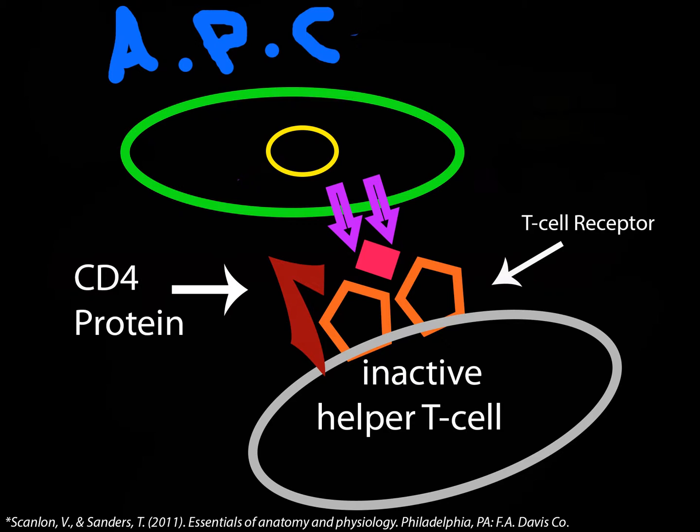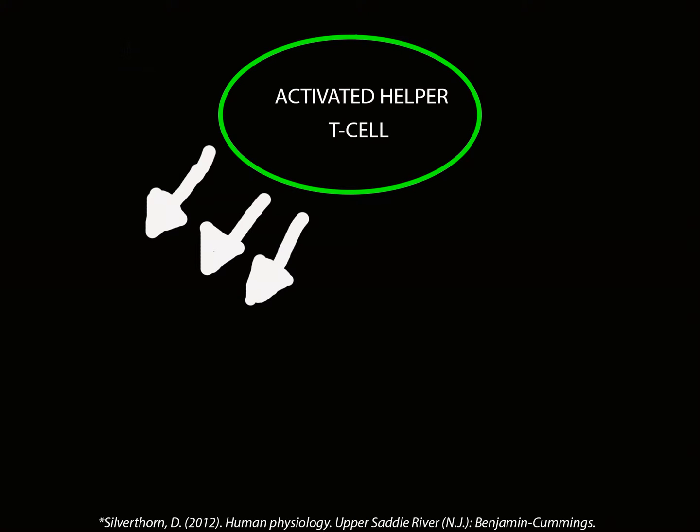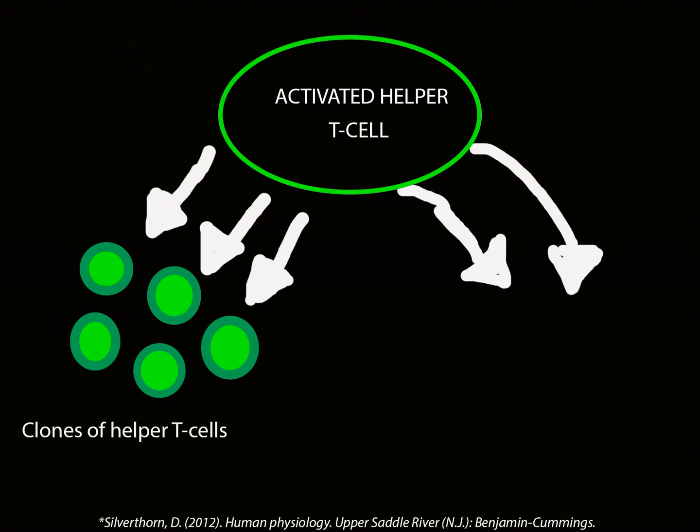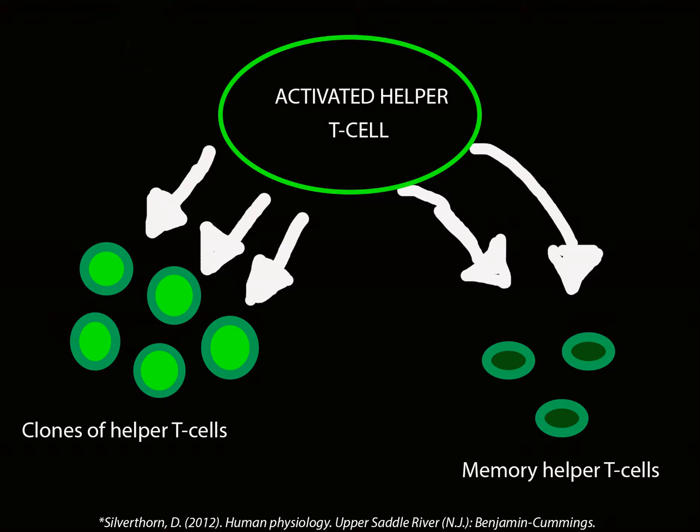Once this T cell is activated, it undergoes the most important process of clonal selection. First, it will proliferate and divide several times. Then it will differentiate and form highly specialized cells. Most will become effector cells, or clones of the helper T cell, while fewer will become memory helper T cells, which remain inactive until the next time the same antigen enters the body, ready to offer a prompt response.